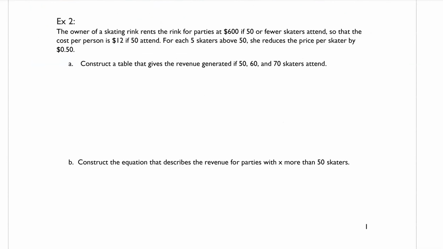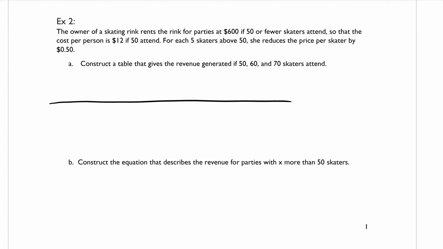It says the owner of a skating rink rents the rink for parties at $600 if 50 or fewer skaters attend, so that the cost per person is $12 if 50 attend. For each 5 skaters above 50, she reduces the price per skater by 50 cents. Construct a table that gives the revenue generated if 50, 60, and 70 skaters attend.